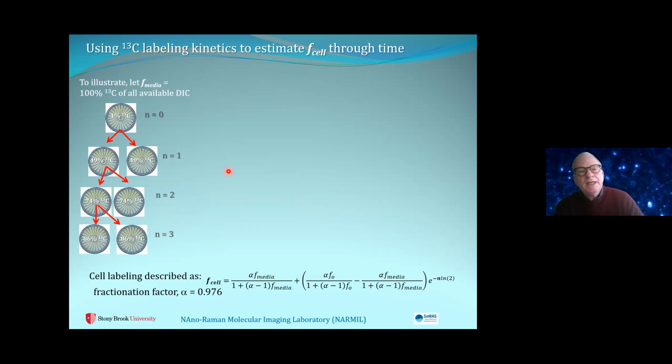We can use this technique because the level of labeling in a culture such as this, when the bicarbonate is the only carbon source, is predictable. If we assume the carbon-13 was 100% of all the DIC that the cyanobacteria would assimilate, at time 0 they'd be 1% C13. After 1 generation, they'd be nearly 50%. After 2 generations, 74%, and so on. So this is entirely predictable, and we can model that mathematically.